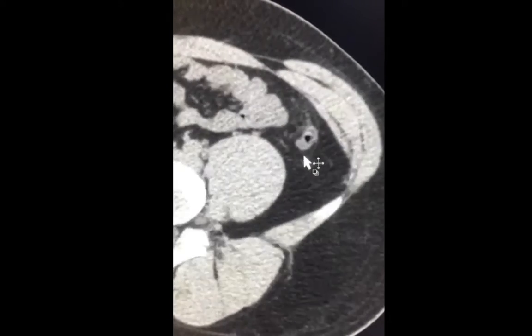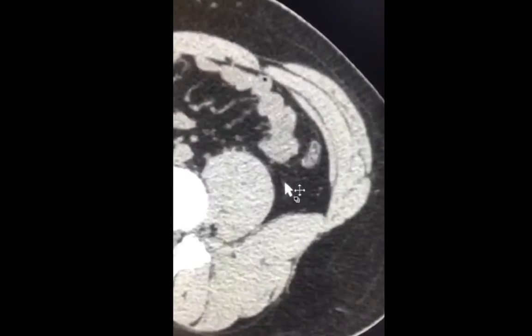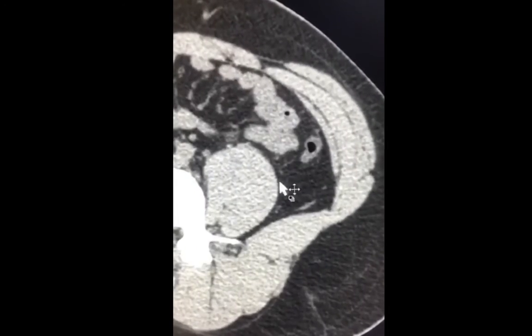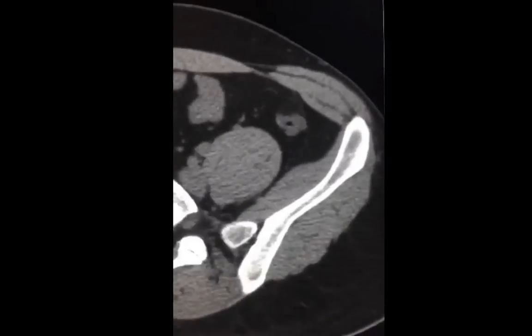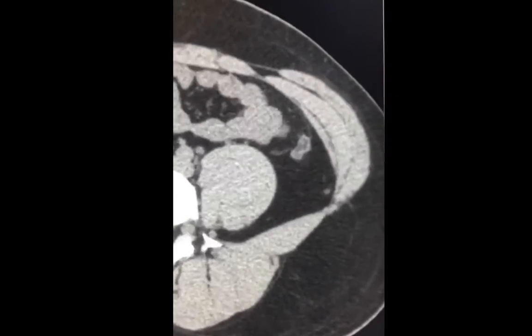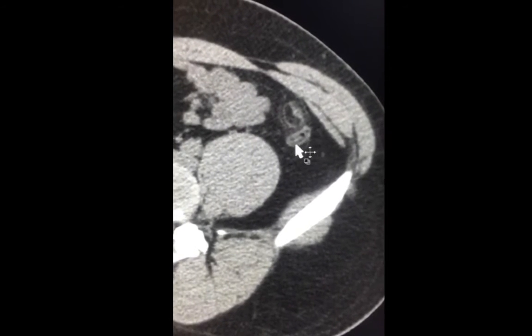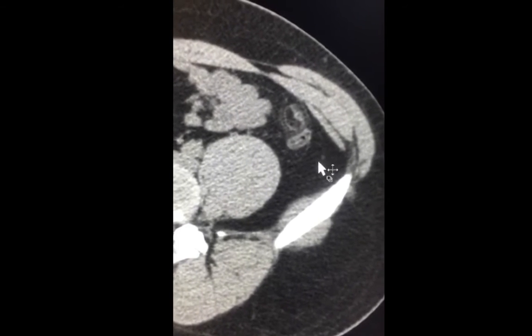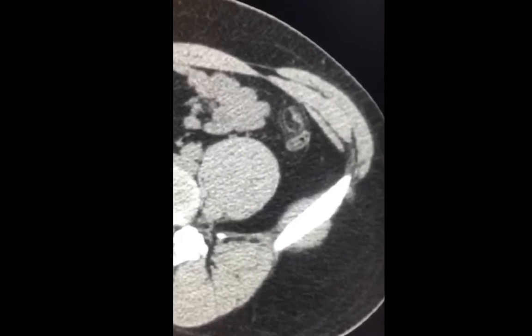So this condition, known as diverticulitis, is associated with inflammation of outpouching of the colon. It's very important to note here that there is no outpouching of the colon, meaning that we don't have any diverticuli. It's also important to note that the wall of the colon at the region of the inflammation is thin and is not thickened or hypodense to suggest inflammation of the wall itself.